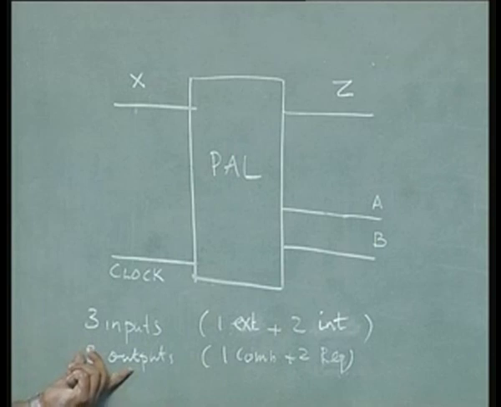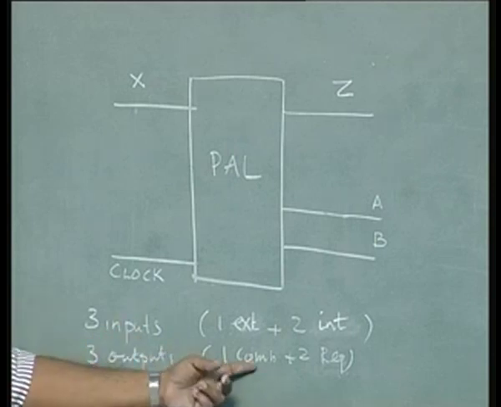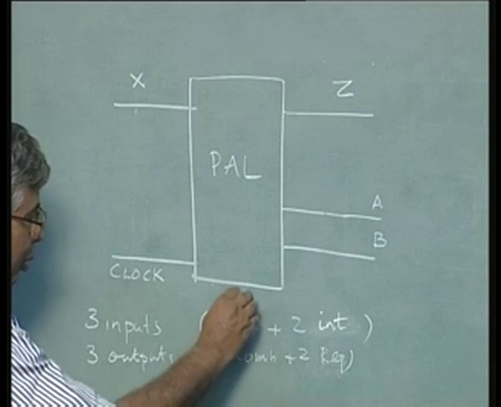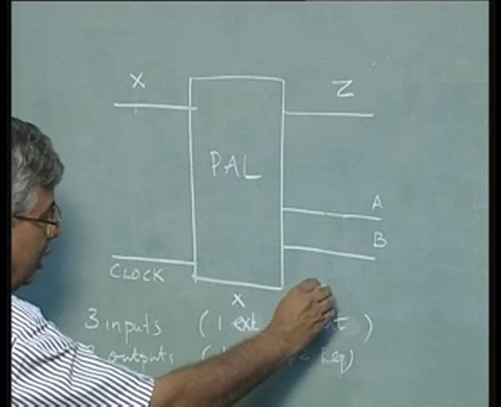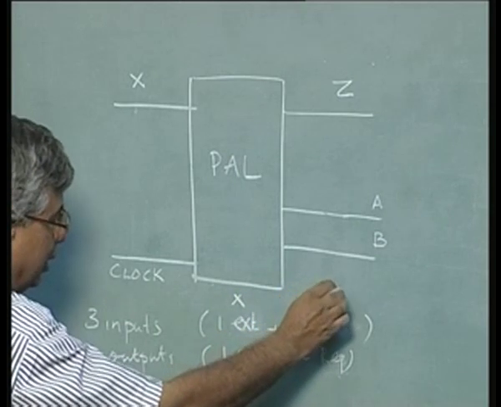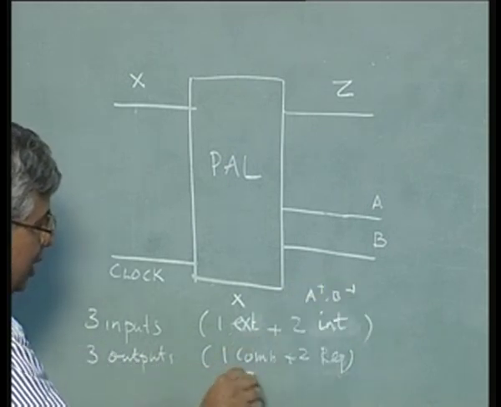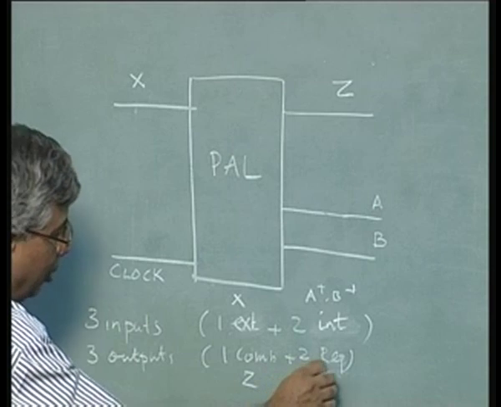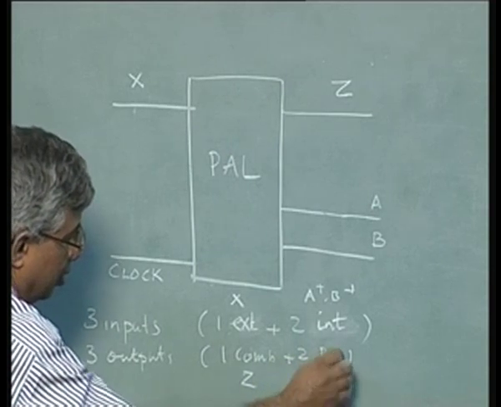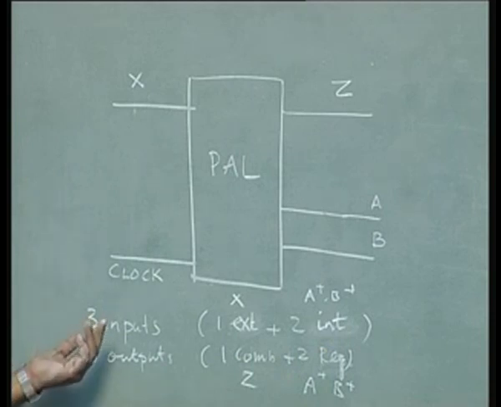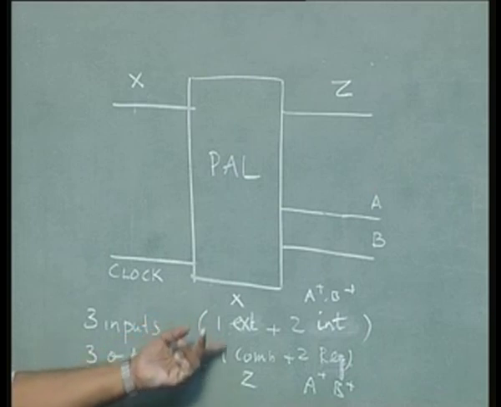3 outputs, one of them is a combinational output for the output Z, and the other 2 registered, for A plus, B plus. Similarly, 1 combinational for Z, 2 registered for A plus, B plus. And then we will have to say at least enough number of OR gates, enough number of AND gates for each of these OR gates.